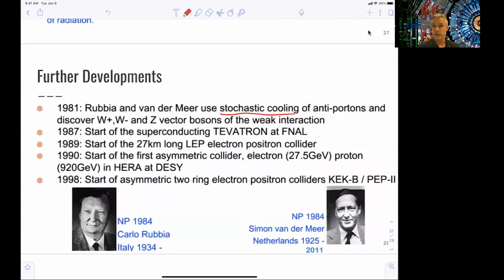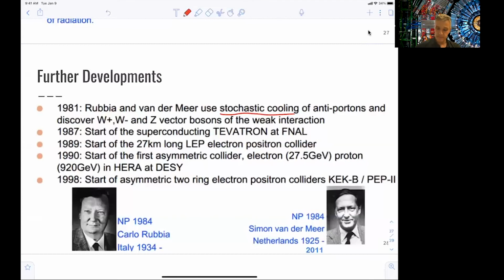At the Tevatron close to Chicago, protons and antiprotons were brought to collision at Fermilab, the Fermi National Accelerator Laboratory. And then LEP started in the late 1980s in the same tunnel as we find today the LHC. At DESY in Hamburg, HERA was used to collide electrons with protons, and those results then led to an understanding of the structure of the proton.